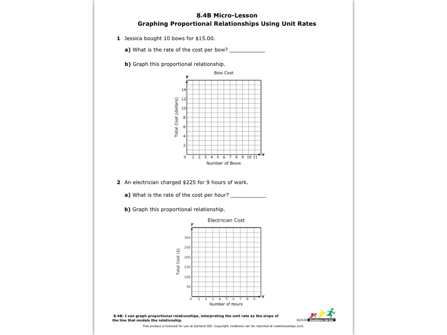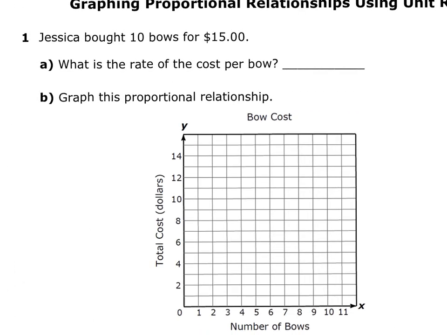Today, we're looking at the relationship between unit rates and the slope of proportional relationships. Let's look at number 1. Jessica bought 10 bows for $15. What was the rate of the cost per bow?